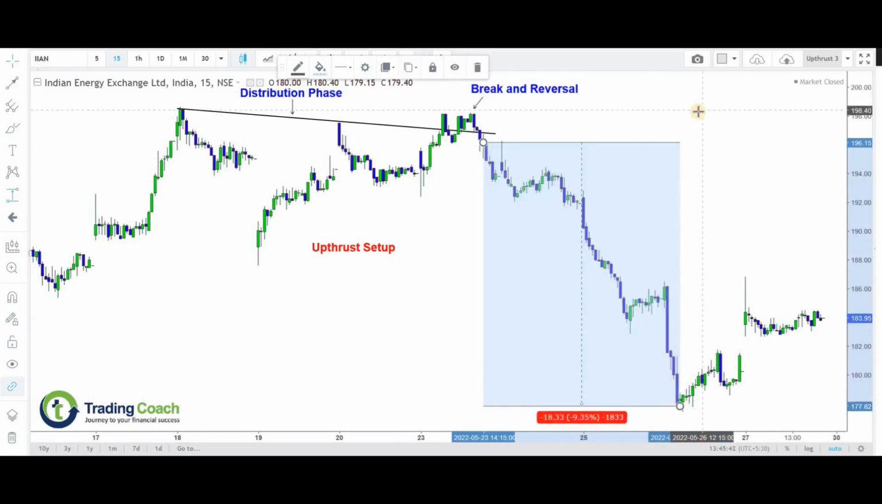So you can take a look here. The prices have fallen somewhere around 9.35%. That's just within a couple of days. So if you had taken a trade somewhere around 23rd of May, you would have seen the result by 26th of May. Within 3 days, you can see the prices fell like anything. So this is an excellent short selling opportunity for traders. This is how the upthrust setup actually works.